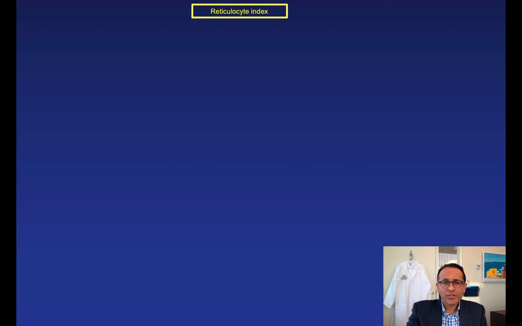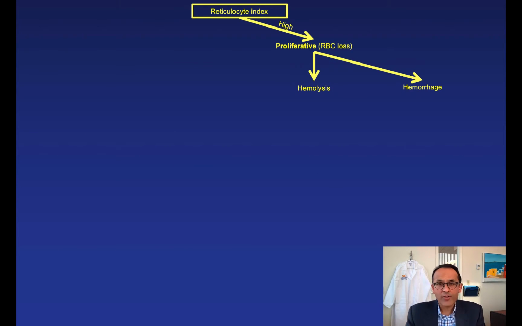So let's say we do the reticulocyte index, it's high, greater than 2. We call this proliferative. This usually is due to red blood cell loss. Either the patient is hemorrhaging somewhere, it could be hemorrhaging in the GI tract, which is the most common place, or it could be into the lungs or into the bladder, or if they've just had a heart catheterization, it could be bleeding into the groin or the thigh. Usually you've got to find it and fix it.